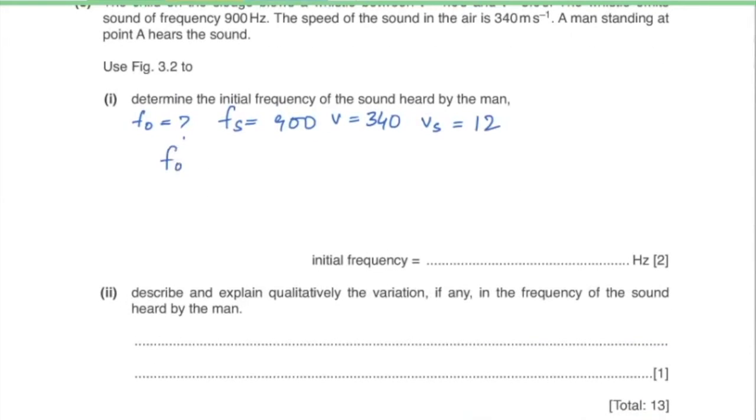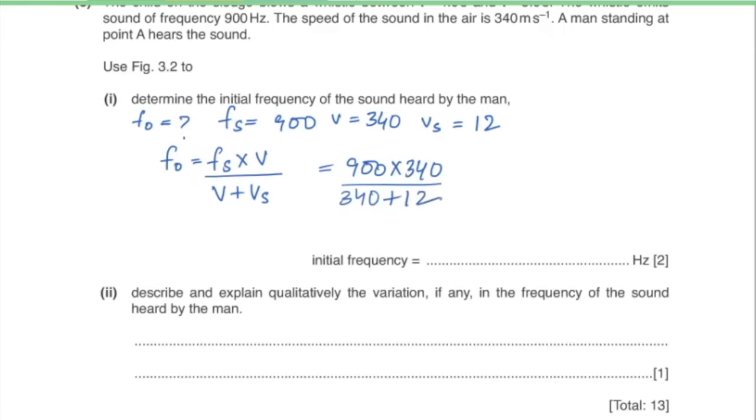The formula is observed frequency equals frequency of source multiplied by speed of sound in air divided by speed of sound in air, and in this case we will add the speed of the sound source, because this child is moving away from the man who is standing at position A. And remember that until t equals 12 seconds, this sledge is moving towards point B from position A. So 900 into 340 divided by 340 plus 12, and the initial frequency heard by the man is 869.3 Hz.